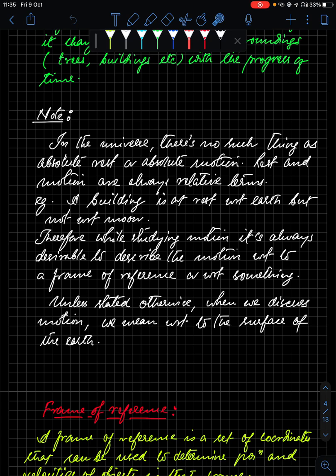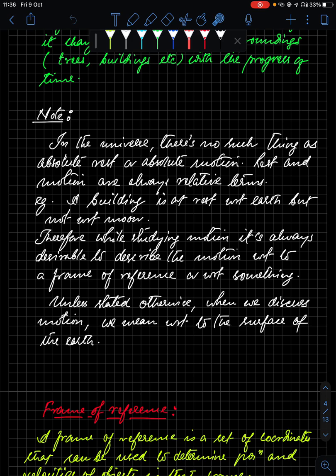All right. Now, you say something at rest, you are comparing the body with something else, and you are saying that it is at rest. Now, when you say something is at rest, you are comparing the body with earth in general. Okay. Therefore, the last statement says, unless stated otherwise, when we discuss motion, we mean with respect to the surface of the earth. Okay. So when the frame of reference is not mentioned, in general, you consider that to be the earth frame.